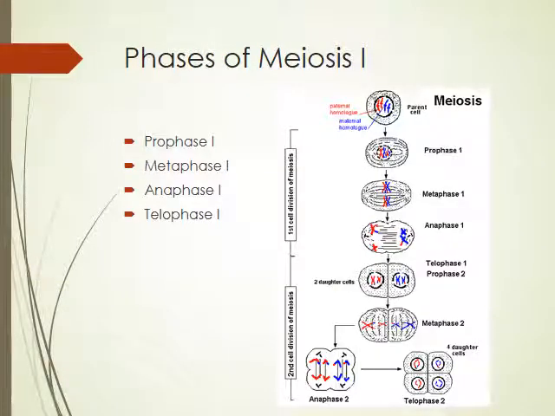So in order to get these unique chromosomes that will go on to make unique people, you need to undergo meiosis. There are two parts to meiosis: meiosis 1 and meiosis 2. Meiosis 1 is composed of prophase 1, metaphase 1, anaphase 1, and telophase 1. These are the phases of meiosis.